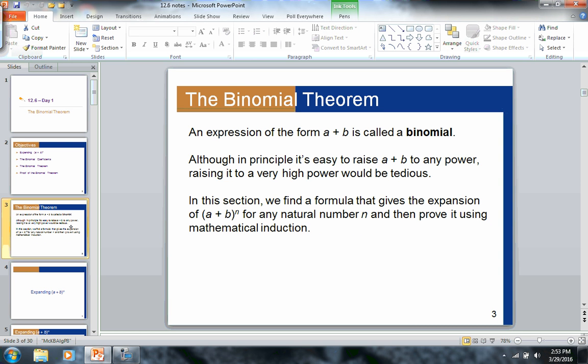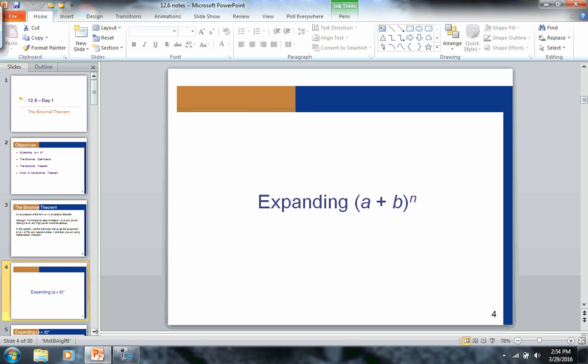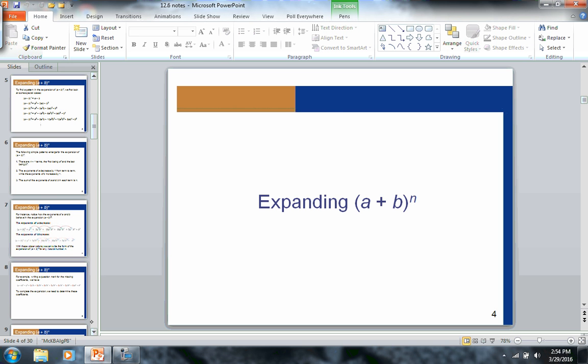Now you know that when you have two terms that are added or subtracted together, that's called a binomial. And it's pretty easy to take that binomial and raise it to some power. Although when the power gets really, really big, then multiplying that all out becomes really tedious because you have to keep doing distribution and combining like terms. So in this section, we're going to show you a shortcut for how you can take a binomial to some really big power and get the final polynomial. Okay, so that's what we're going to refer to as expanding that binomial.